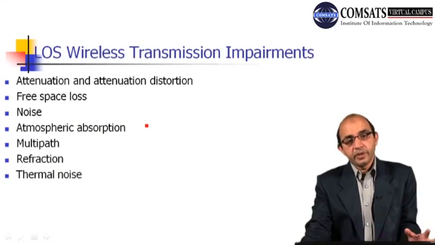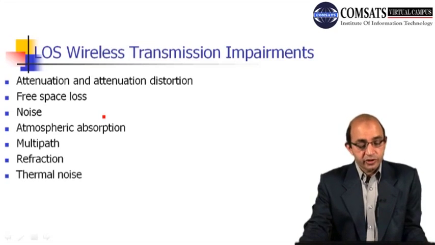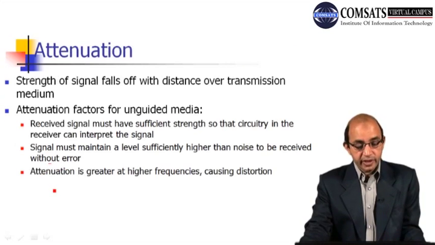So there are some of the impairments that we have to face when we talk about line of sight wireless transmission: attenuation and attenuation distortion, free space loss, noise, atmospheric absorption, multipath and refraction, and thermal noise. So multipath fading, refraction, thermal noise, and attenuation.